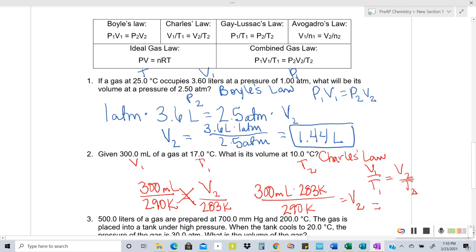Okay, so these are all going to be 3 sig figs. It comes out to 292.75. So we're going to say 293 milliliters. The reason the unit is milliliters is because 300.0 was in milliliters.